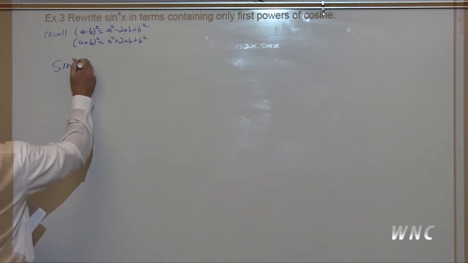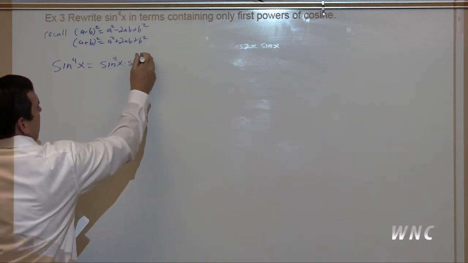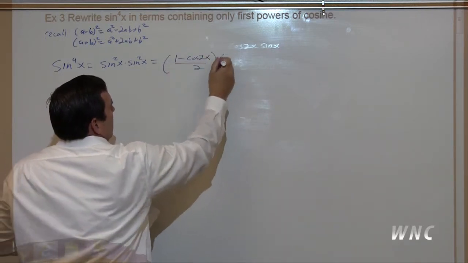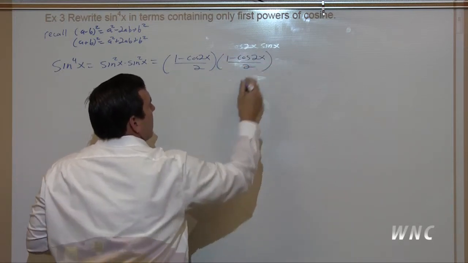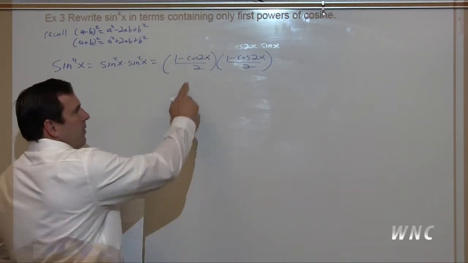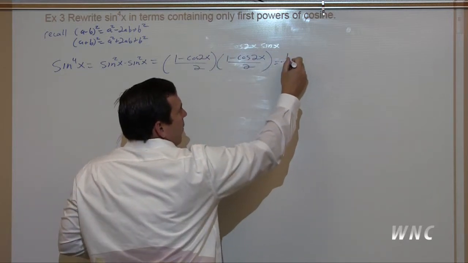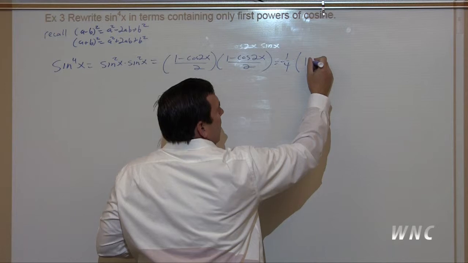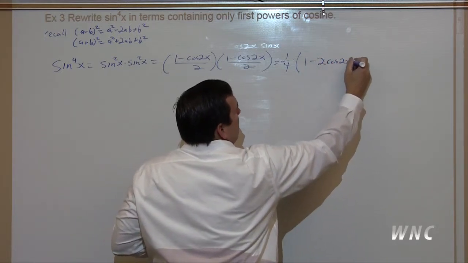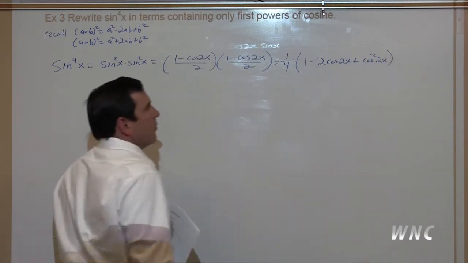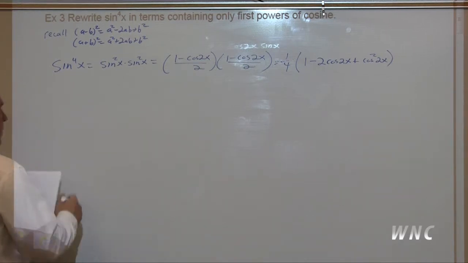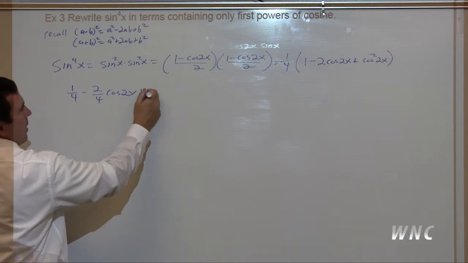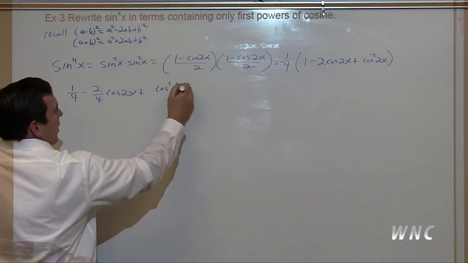So first consider sine to the fourth power x is sine squared x times sine squared x. And sine squared x is 1 minus cosine 2x over 2 times 1 minus cosine 2x over 2. Now we have this 2 down here and the 2 down there. We could pull those out. That just makes 1/4 times what? I have 1 minus cosine 2x times 1 minus cosine 2x. That's 1 squared is 1, minus 2 times 1 times cosine 2x, plus cosine squared 2x. So if we distribute that 1/4, we have 1/4 minus 2/4 cosine 2x plus cosine squared 2x over 4.